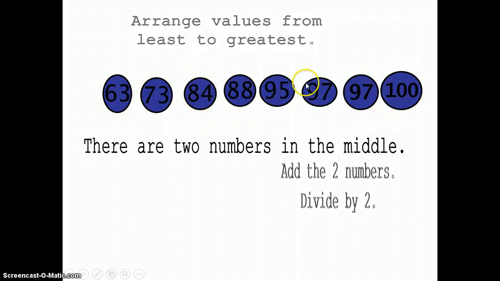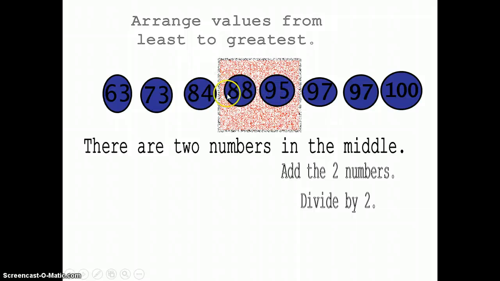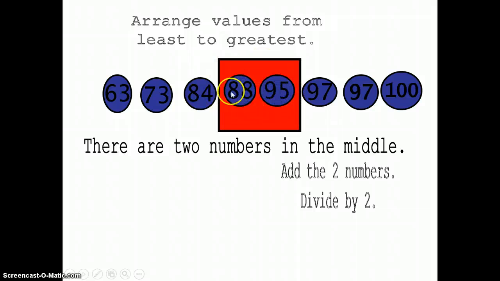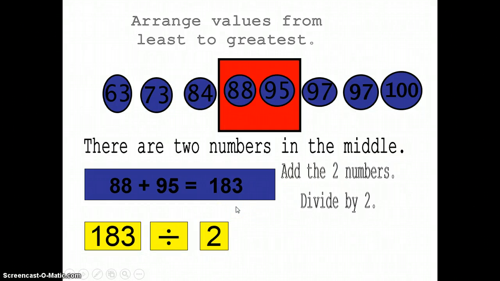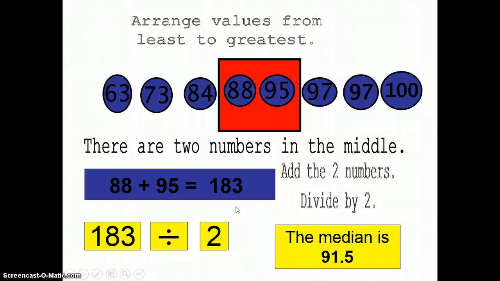So if I look, the middle are going to be these 2 guys right here, 88 and 95. All right, 3 to the left, 3 to the right. I'm going to add those 2 numbers up, and I get 183. I'm going to divide those 2 numbers by 2, and I'm going to get 91.5.